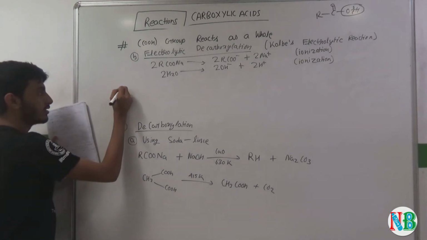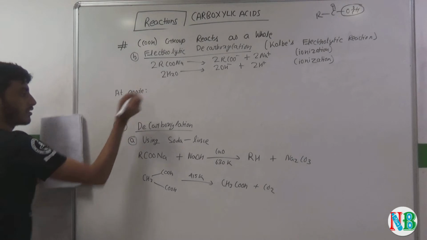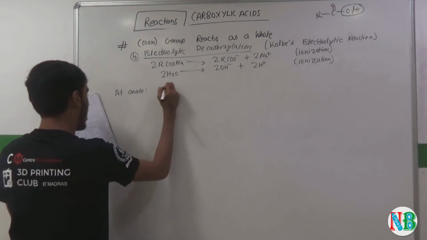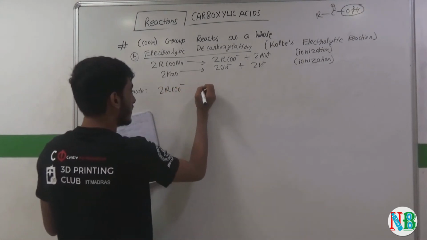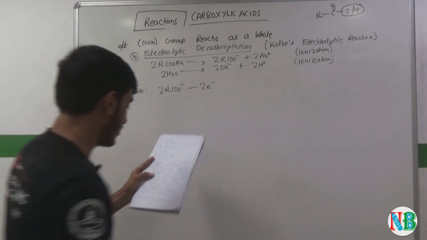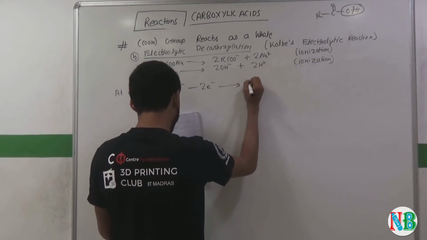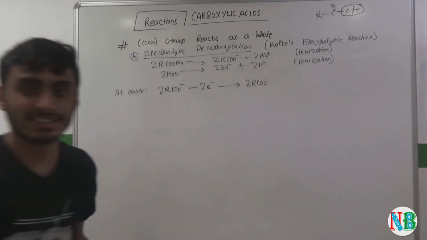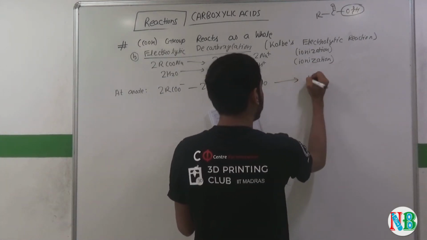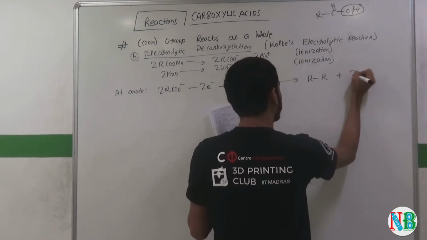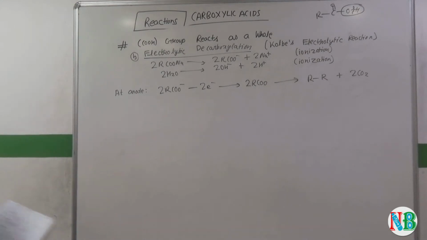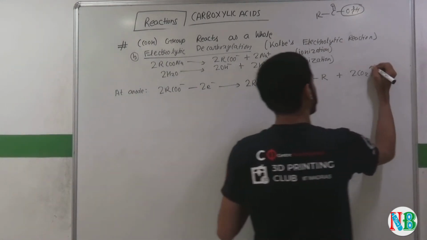So at the anode electrode, we see that this 2RCOO minus gives 2 electrons out of it to ultimately form 2RCOO, and then under the charges the COO group is just out of the reaction. It forms R-R plus 2CO2. So it is out of the reaction. The CO2 comes out as a gas.